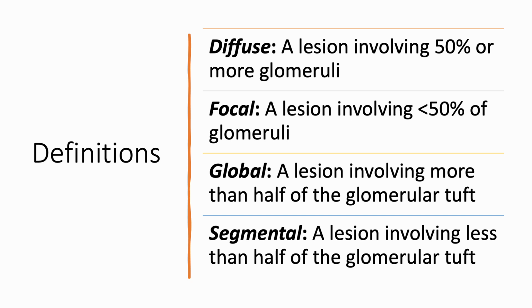If we say that it's focal segmental glomerulosclerosis, it means that the sclerosis or the scarring is focal, so less than 50% of the glomeruli, but it's also segmental. Glomeruli that are involved in less than half of their glomerular tuft. Very important concept.